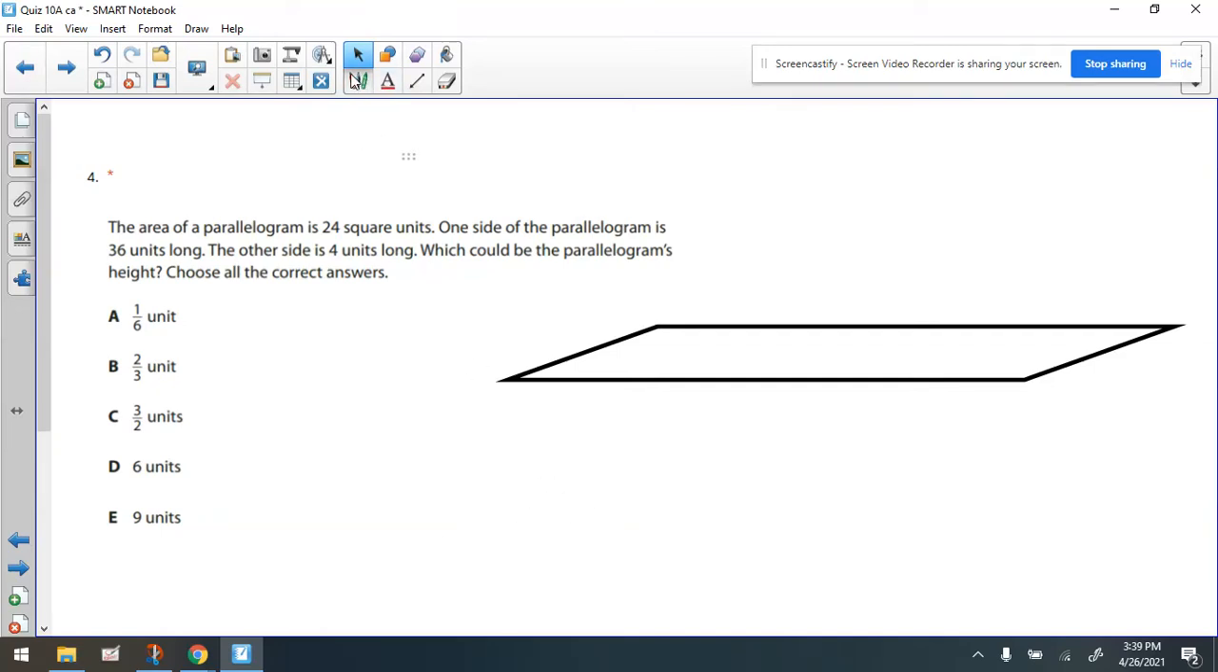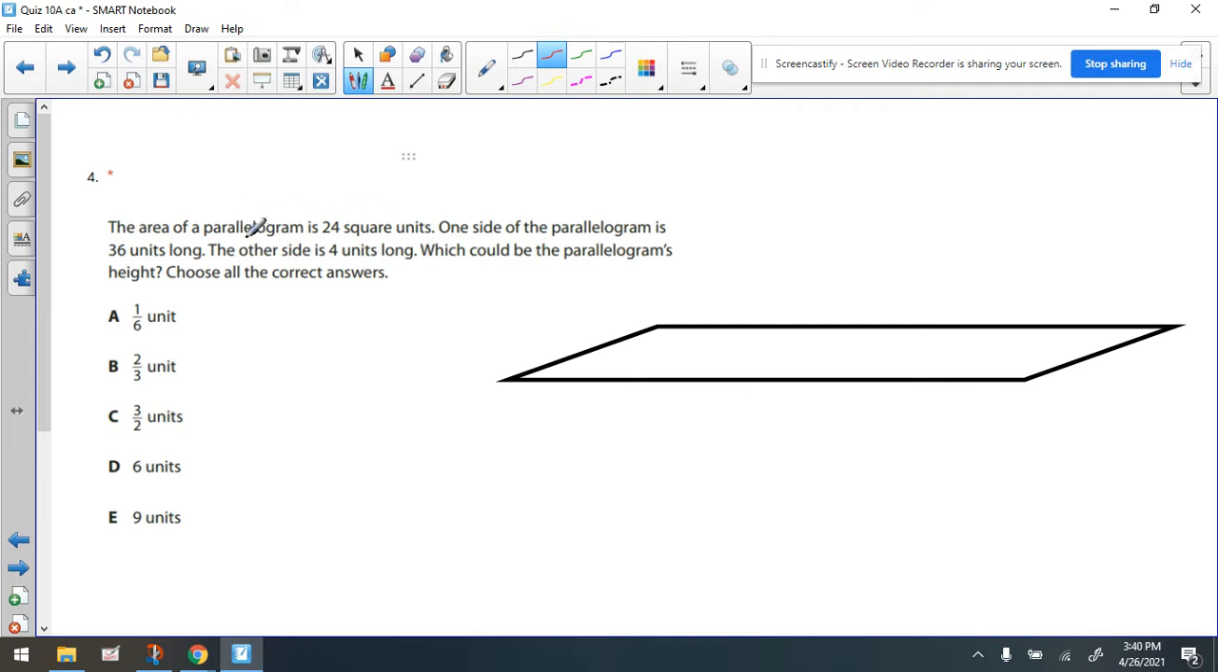We're taking a look at number 4. The area of a parallelogram is 24 units. One side of the parallelogram is 36 units long. The other side is 4 units long. Which could be the parallelogram's height? Choose all the correct answers.